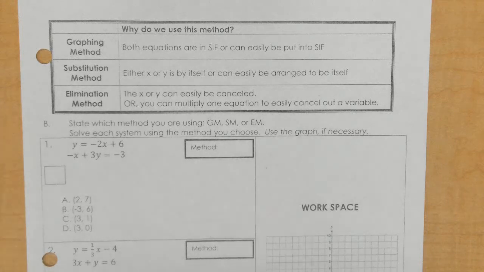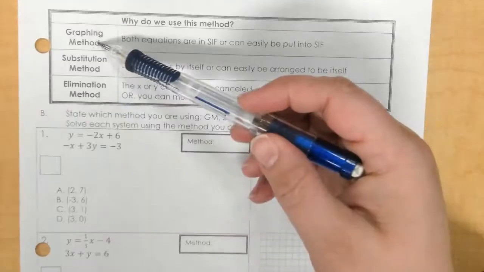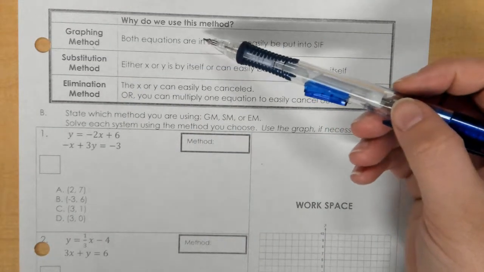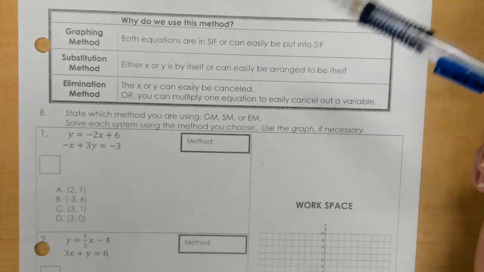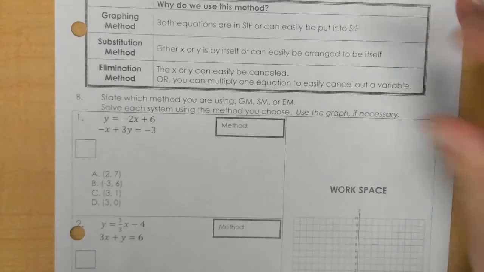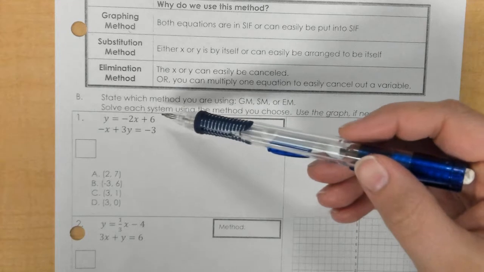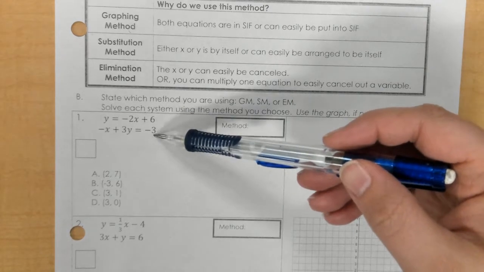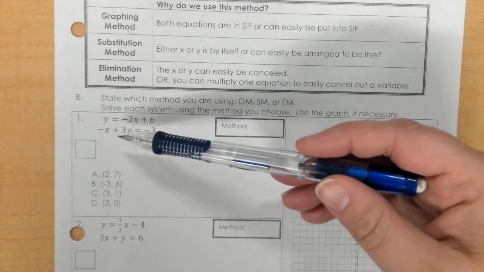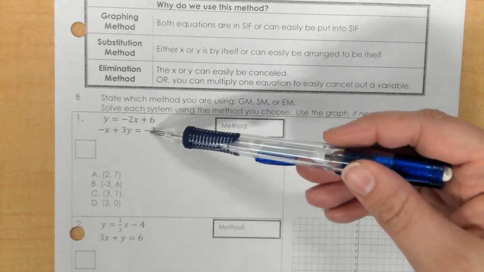Alright, for the second example of this, choosing the best method, we're going to go through and find the graphing method first. Okay? So this is where the equations are already in slope-intercept form or can easily be put into slope-intercept form. So number one, yes, that's definitely in slope-intercept form. Second part, I'd have to add x and divide by 3. It's a little bit more work than I'm willing to do.